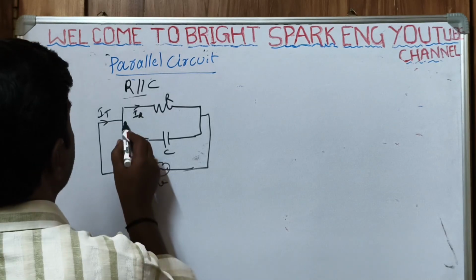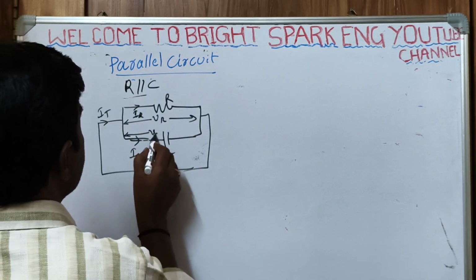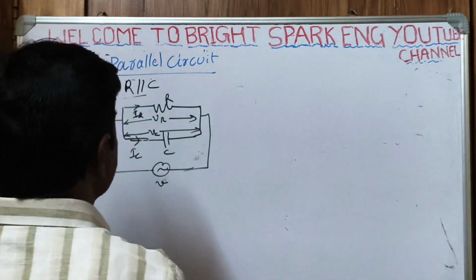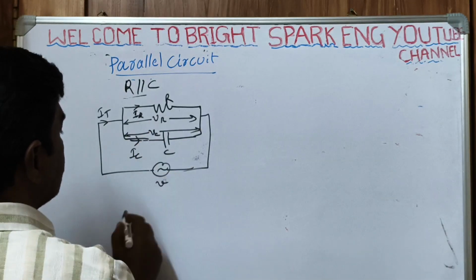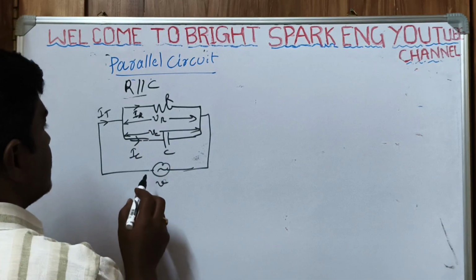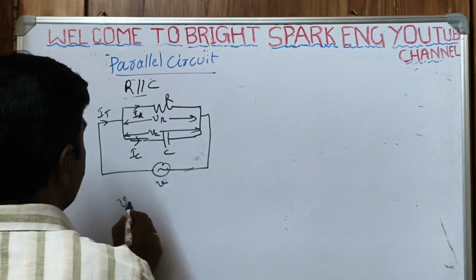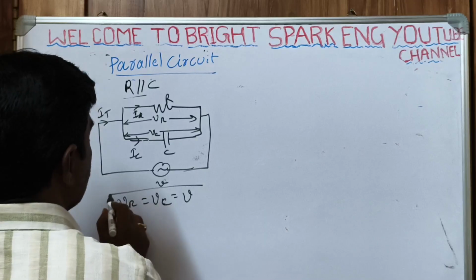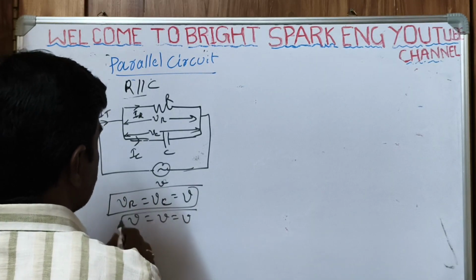This suffix is R, this suffix is C, same as for the previous circuit. Here in a parallel path, the total voltage across each parallel branch is equal to the supply voltage. V of R is equal to V of C is equal to V supply, the same as the supply voltage. This is the voltage.